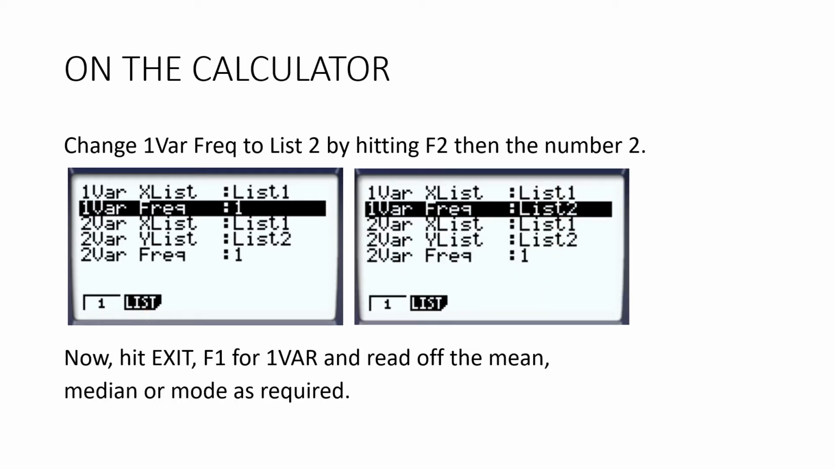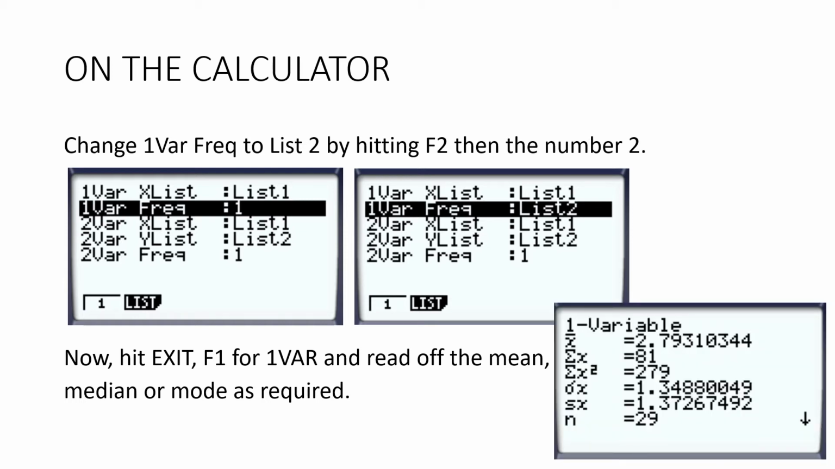Now you exit out of there, and we just do what we were doing before. Hit F1 for one variable statistics, and then read off the mean or the median or the mode as required. Now I should say that you need to become quite proficient changing between these two, because sometimes you want a frequency of 1 when you've got just individual values, but if you've got a frequency distribution table, then you need to change it to this.